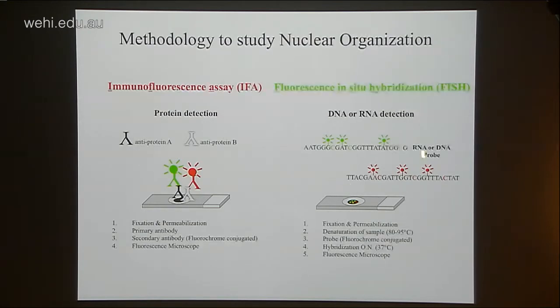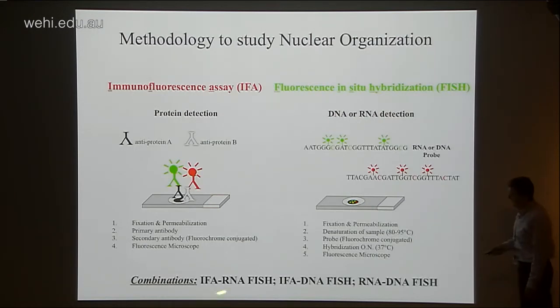So you can combine FISH with IFA, and I'll show you some figures that do this, where in particular IFA and DNA FISH, where we've combined detecting where a particular protein is and the position of a gene within the nucleus when it's either active or silenced. You can do that also with RNA FISH and IFA to determine the position within the nucleus when it's transcribed, and also RNA DNA FISH.